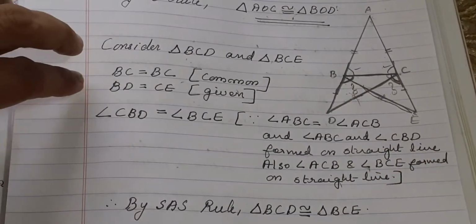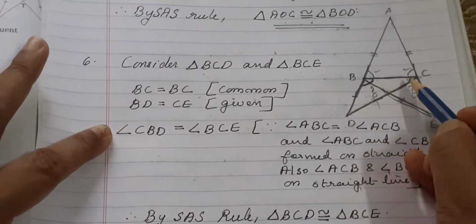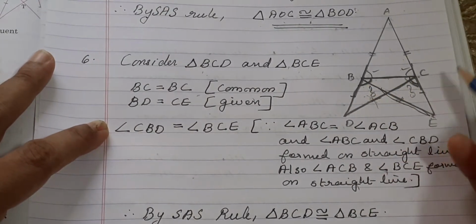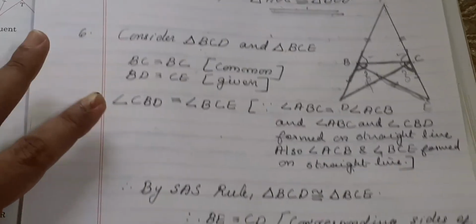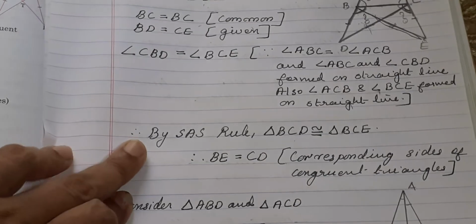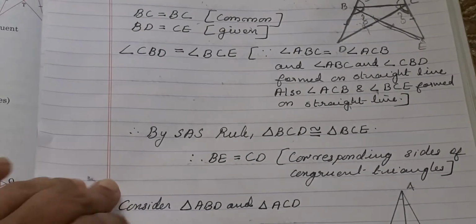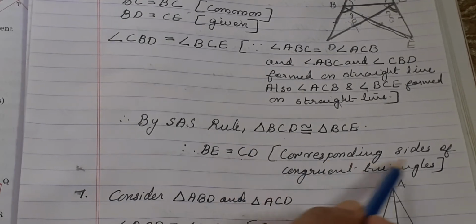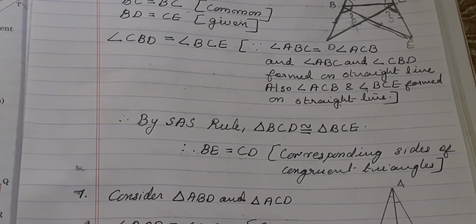Okay, so what we got, two sides as well as the included angle equal. So by using which rule? By SAS rule, triangle BCD is congruent to triangle BCE. So what we can say, BD is equal to CD. Why? What's the reason? Corresponding sides of congruent triangles.